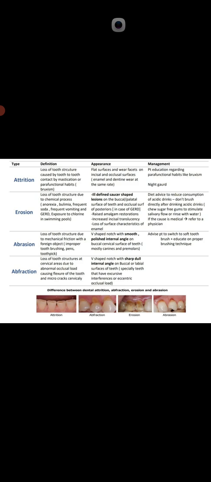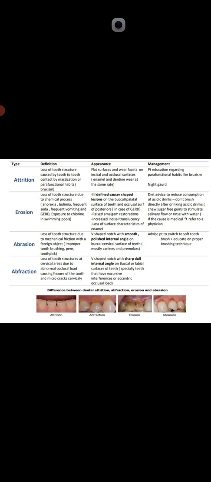Now come to the management of abfraction. If the patient has sensitivity, we go for composite filling, if the pulp is not exposed. If the pulp is exposed, then we go for root canal treatment. After that, we will give composite filling in the cervical areas. This is all about non-carious lesions.